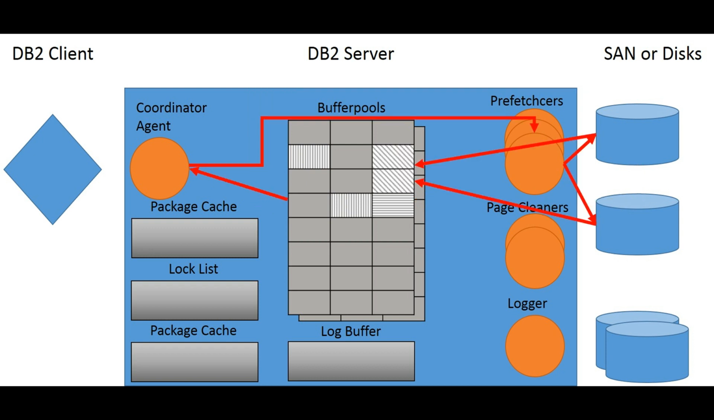To avoid the slower synchronous disk access method, the prefetchers may be triggered to read data that is predicted to be needed into the buffer pools before the coordinator agent needs it. This is called asynchronous I/O.